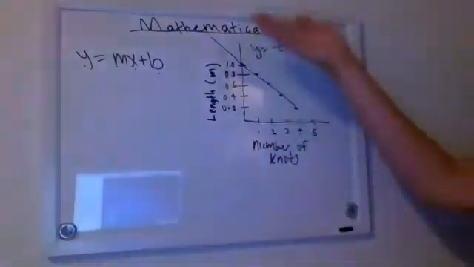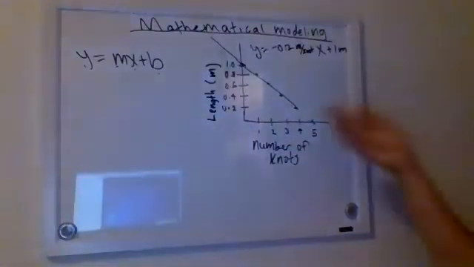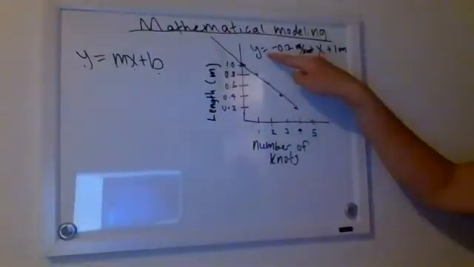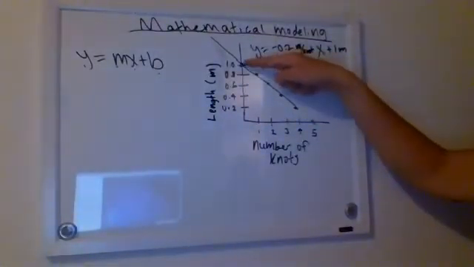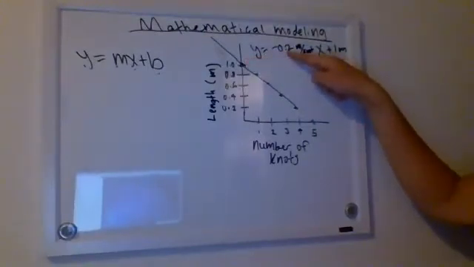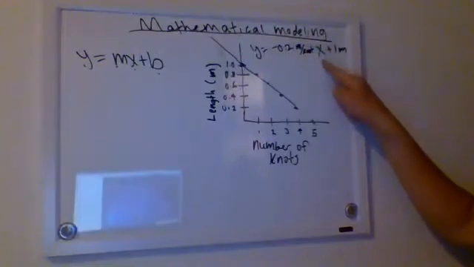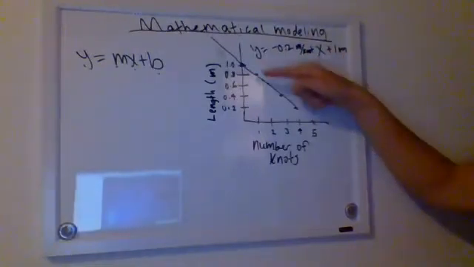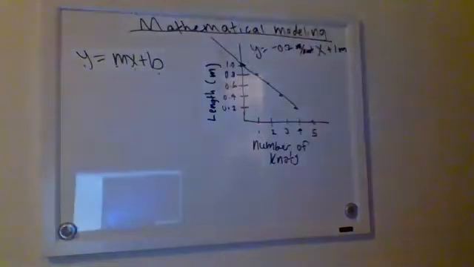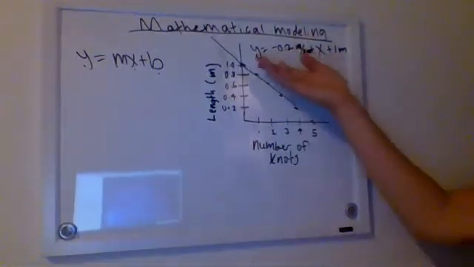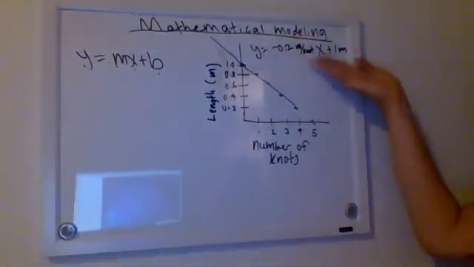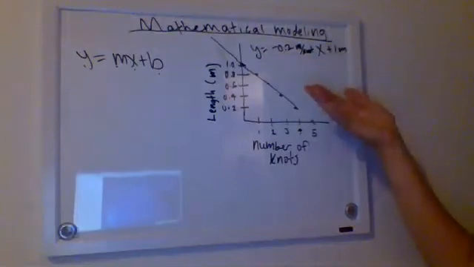Good. Okay, so we make this graph, and we can make an equation line from that. We've got a slope of, well, every time we tied a knot, it went down by 0.2 meters. So negative 0.2 meters per knot times x plus 1 meter, because 1 meter was our y-intercept. Cool. So the only problem is this equation only holds true for this particular rope.